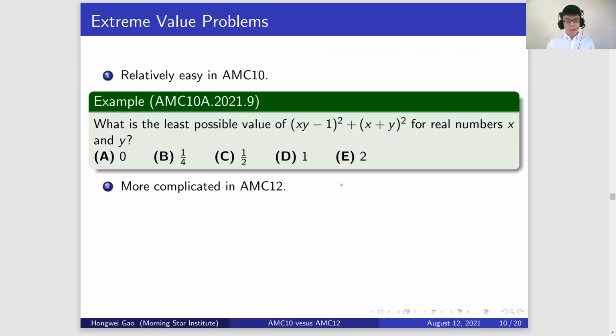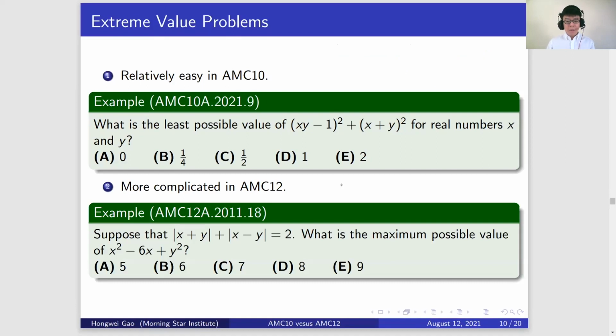It's much more complicated. It investigates points on a certain curve in the coordinate plane. The question is to find the maximum value of a certain quadratic expression. To solve this problem, students need to know the corresponding geometric meanings and use some algebraic techniques. This is not as easy as an AMC10 problem.